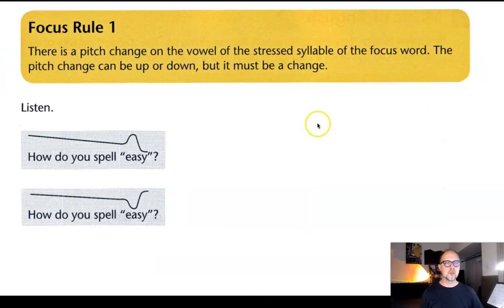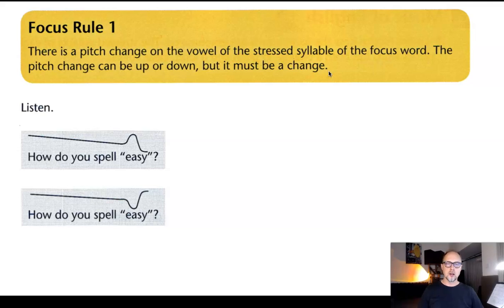So let's look at this rule, focus rule 1. There's a pitch change on the vowel of the stressed syllable of the focus word. The pitch change can be up or down, but it must be a change. So pitch means the melody or the tone of your voice, right? So low pitch is like low, and high pitch is high, right?